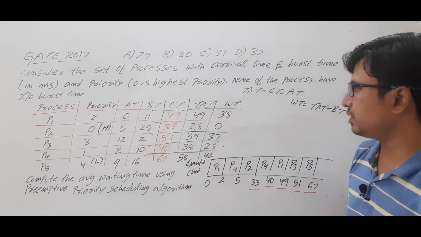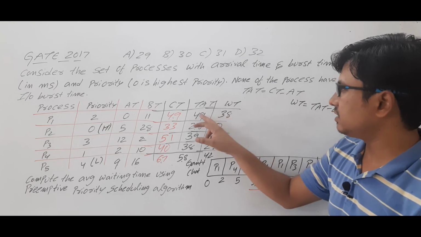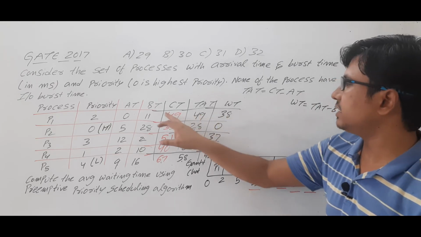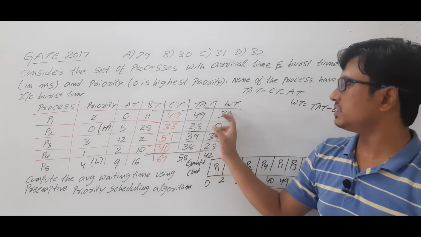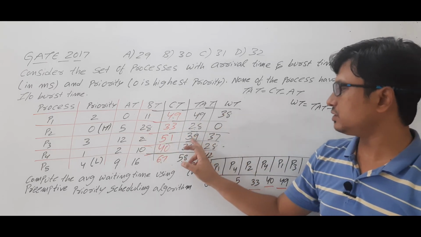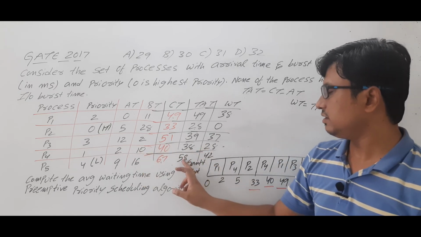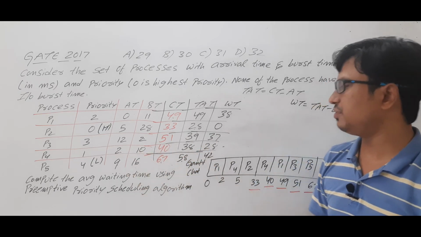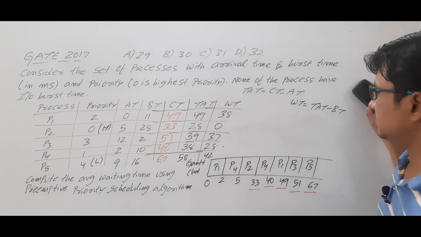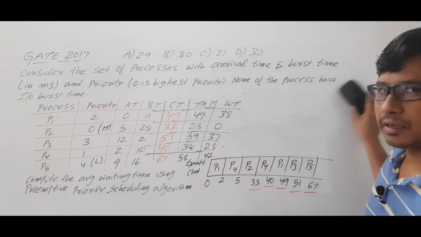Again, if you want to clarify, you can check it. Waiting time is turnaround time minus burst time. 49 minus 11 is 38. 28 minus 28 is 0. 39 minus 2 is 37. 38 minus 10 is 28. 58 minus 16 is 42. 42 plus 16 is 58. Okay, we got the waiting time of all the processes.